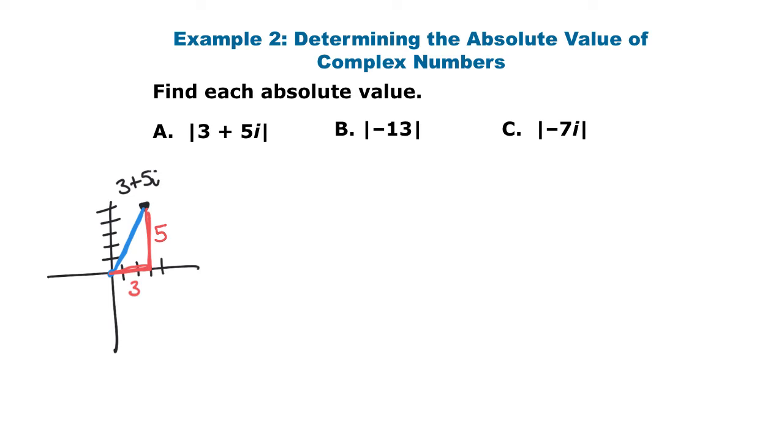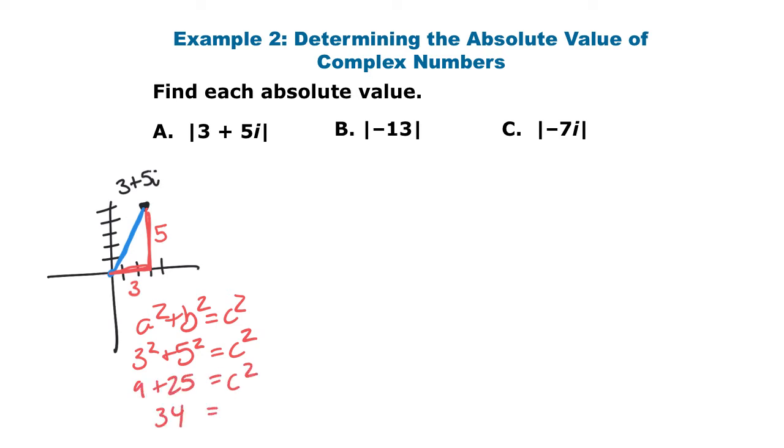So the Pythagorean theorem is a squared plus b squared equals c squared. And our a here can be 3, our b can be 5, and we're looking for c. So now I'm going to simplify. 3 squared is 9, plus 5 squared is 25. That would be 34. Take the square root of both sides to get just c. And so I end up with c equals the square root of 34. And that's the distance of this right here, which ends up being the absolute value of that complex number.